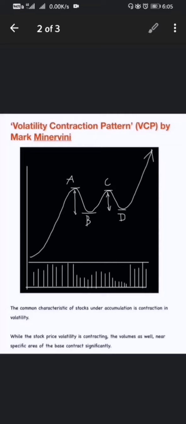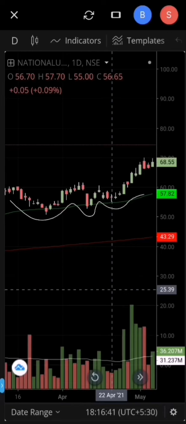In this characteristic, as you can see, there is a point A. The stock is in an uptrend and it corrects to point B. Then again it goes to point C. There again there is selling pressure and it corrects to point D. However, when the stock breaks out after getting support at point D, it continues its upward journey. So let's see an example here.